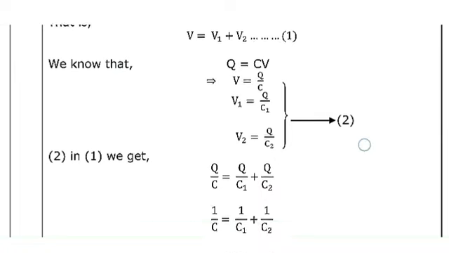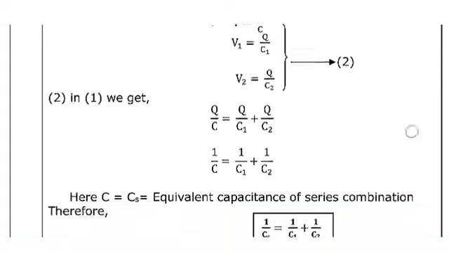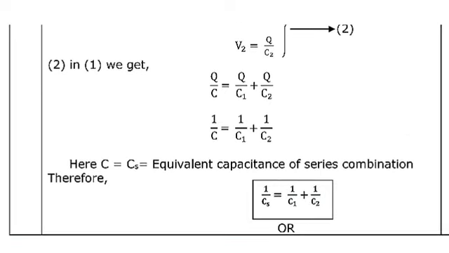Now in the right hand side, Q is common, so I will take Q outside. The next equation is Q by C is equal to Q into 1 by C1 plus 1 by C2. Then from the left hand side and the right hand side, Q gets cancelled. Remaining is 1 by C is equal to 1 by C1 plus 1 by C2. Here C is equal to CS, that is the equivalent capacitance of the series combination. Therefore, we can write 1 by CS is equal to 1 by C1 plus 1 by C2.